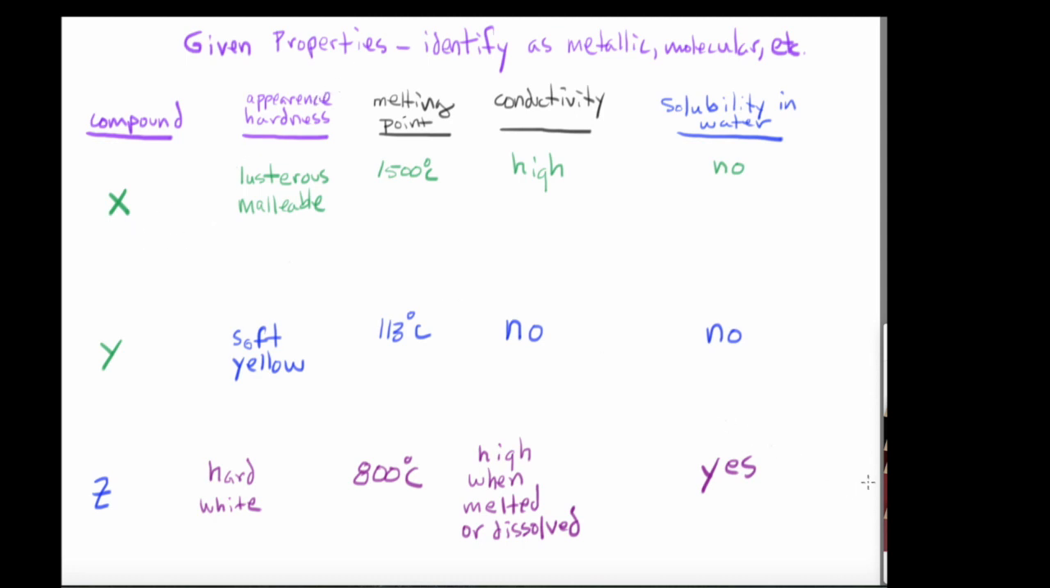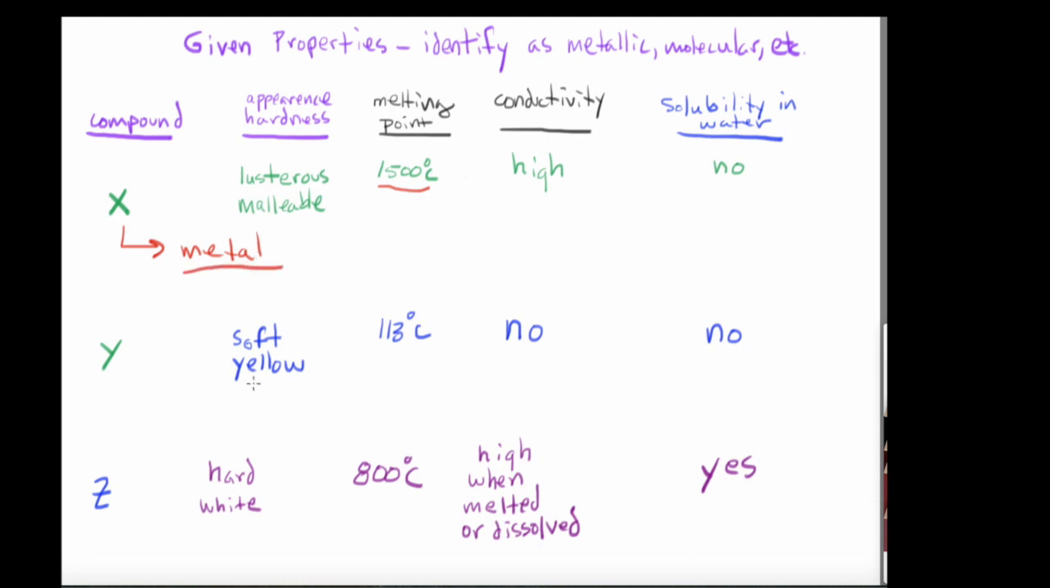So we'll start with compound X, and we see that when we look at it, it's lustrous and it's malleable, which means that you can bend it and twist it and stuff like that. Its melting point is 1500 degrees, which is actually quite high. It conducts electricity easily with no stipulation on whether it's a solid or a liquid. And it's also not soluble in water. So most likely compound X is a metal.